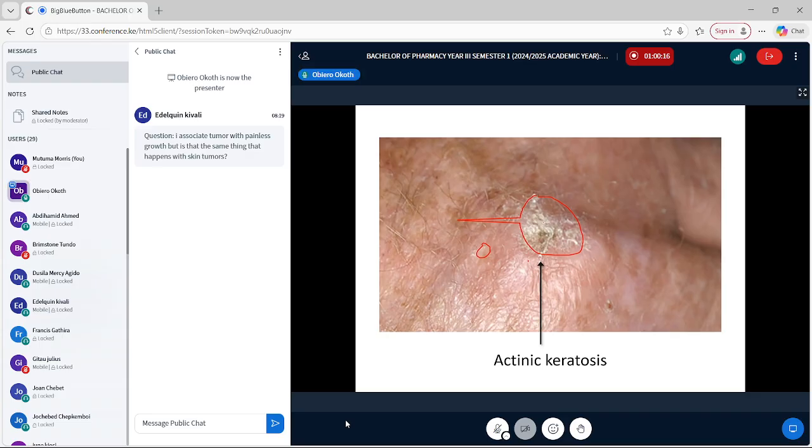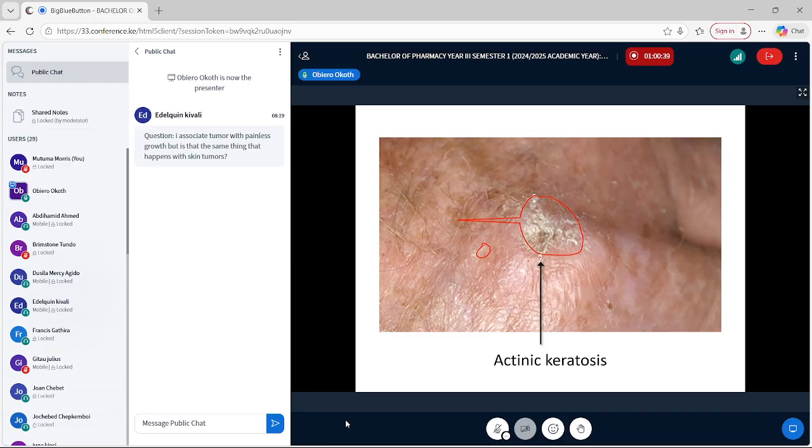Kivali is asking, we associate tumor with painless growth, but is it the same thing that happens with skin tumors? I think that is correct. If I see a very painful lesion, my first thinking would be not carcinoma, unless it's growing extremely fast.